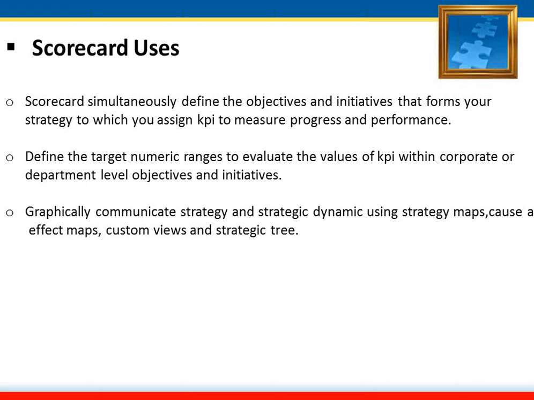So we can say about the scorecard uses, it graphically communicates strategy and strategic dynamics using the strategic map and cause and effect maps, custom views and strategic tree. So these are the scorecard uses, and we can also discuss the implementation and the status of the objectives and initiatives by adding, reading and replying to the comments. So this is scorecard uses.